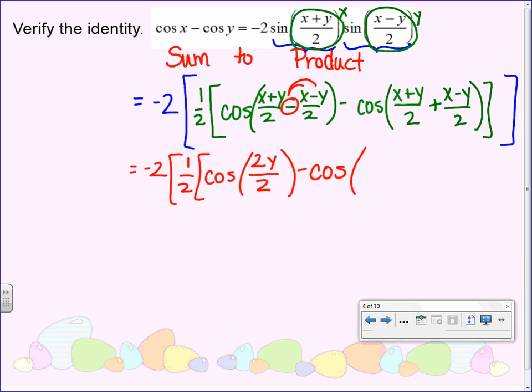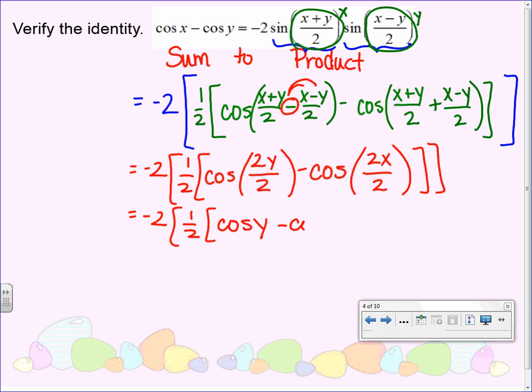What about over here? This one's a little easier because it's adding. Still going to be over 2, right? I'm going to have a 2x, and then my y's cancel. Okay, and 2y over 2 and 2x over 2, those 2's are all within the angle, so you can simplify a little bit further. Make it cosine y minus cosine x.